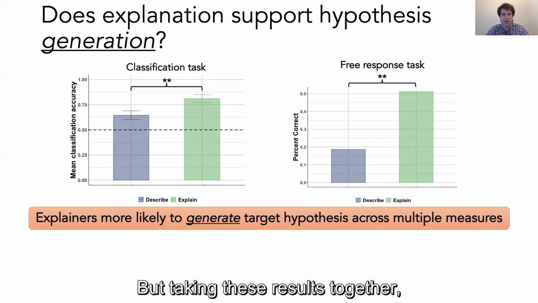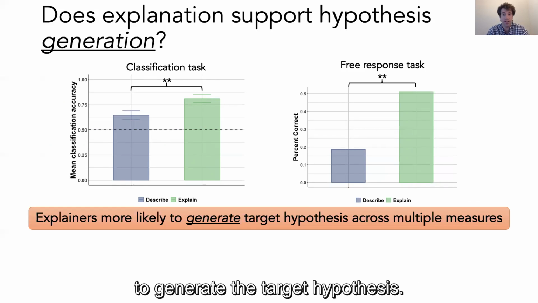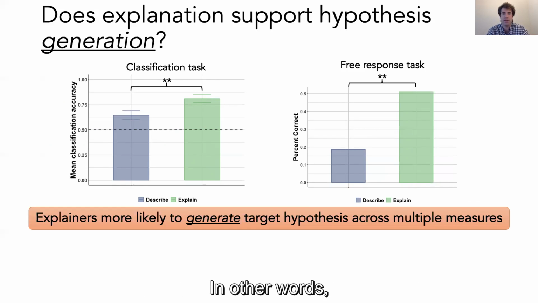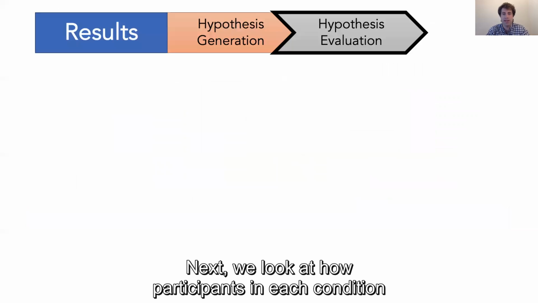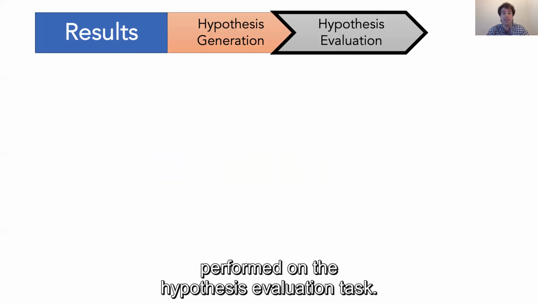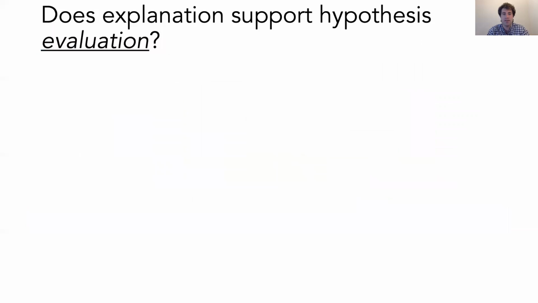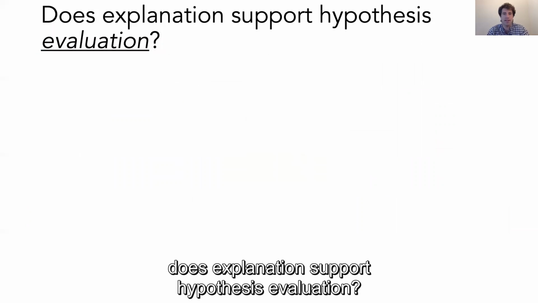But taking these results together, we find that explainers are more likely to generate the target hypothesis. In other words, both measures presented here suggest that explaining intervenes at the level of hypothesis generation. Next, we look at how participants in each condition performed on the hypothesis evaluation task. In other words, does explanation support hypothesis evaluation?